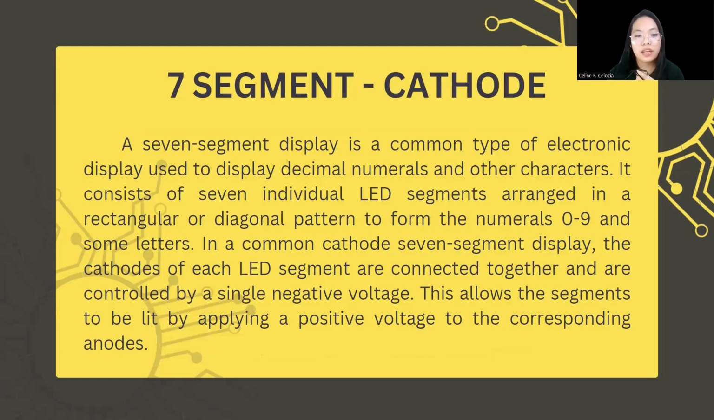It consists of 7 individual LED segments arranged in a rectangular or diagonal pattern to form the numerals 0 to 9 and some letters. In a common cathode 7-segment display, the cathodes of each LED segment are connected together and are controlled by a single negative voltage. This allows the segments to be lit by applying a positive voltage to the corresponding anode. Next.